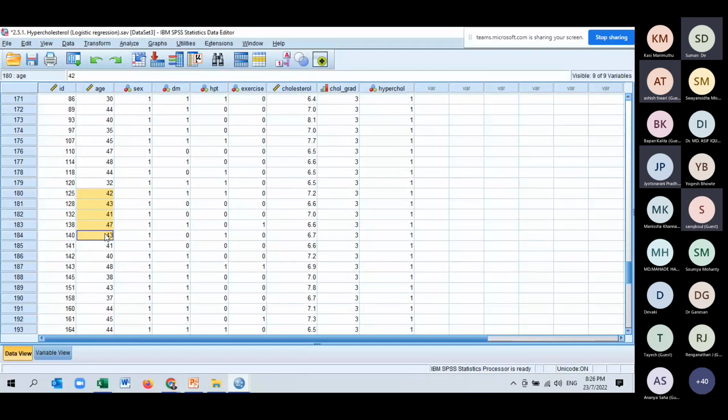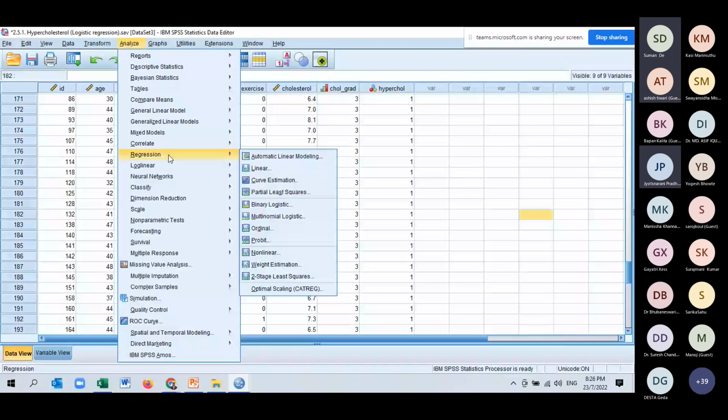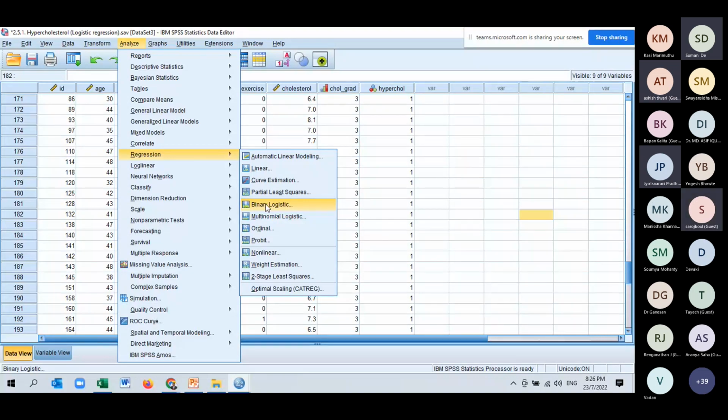Shall we go for it? So go to Analyze. Participants, are you all with me? Yes, sir. Go to Analyze, then Regression, then Binary Logistic. If you have 1 or 2 examples, you can understand the application of binary logistic regression. I have a couple of exercises. Today I will demonstrate one, and tomorrow we can cover the rest. So click on Binary Logistic.